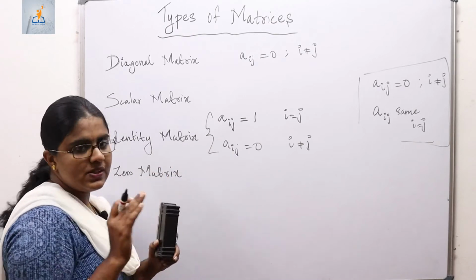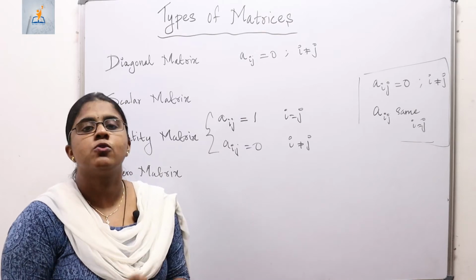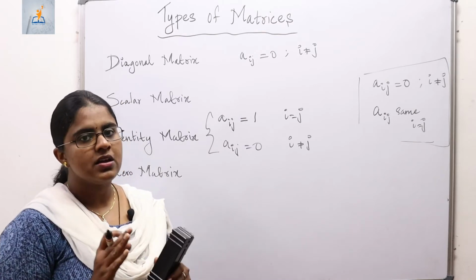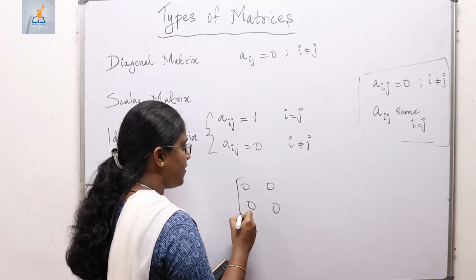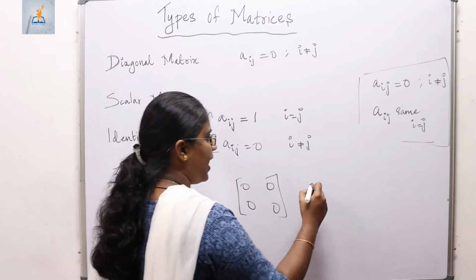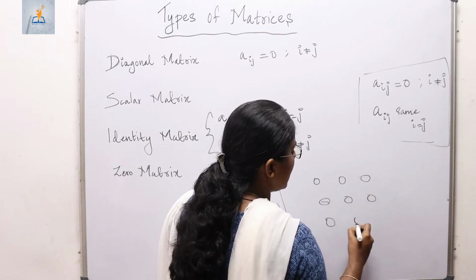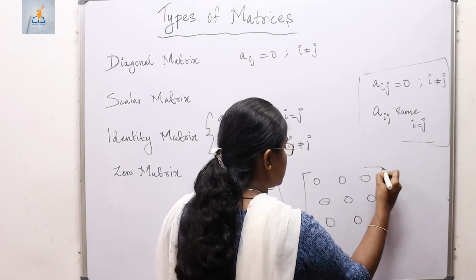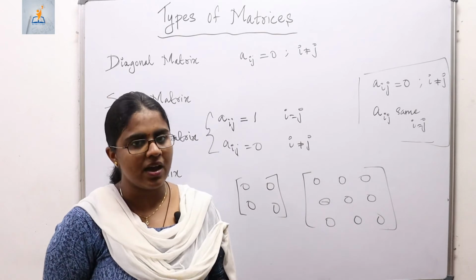So moving on to the zero matrix. Zero matrix is a matrix whose all elements are 0. For example, this is an example of a zero matrix whose all elements are 0. Again, we have another example for zero matrix like this. All the elements are 0. So zero matrix is a matrix whose all elements are 0.